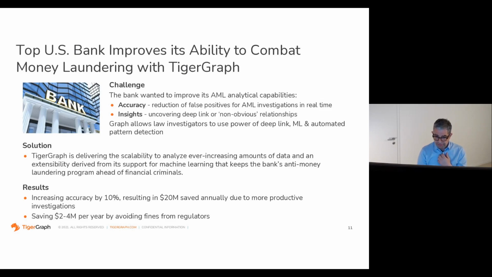Results: increasing the accuracy and reducing false positives by 10%, and that resulted in 20 million in savings due to more productive and more precise investigations. And it also led to an immediate saving of up to 4 million per year by avoiding fines from regulators. That is obviously a result of uncovering deep link and non-obvious relationships, where you can very quickly react to potential money laundering activities.